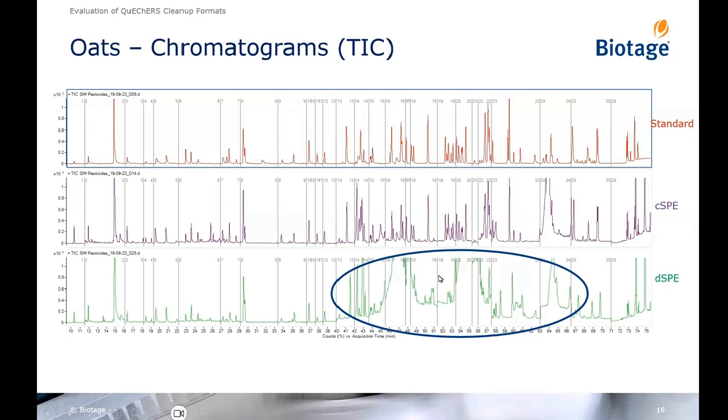And what's interesting is, typically if you remove the unwanted components, you risk removing the analytes of interest and losing those. But we weren't seeing that, and so we are still getting great recoveries and cleaner extract, which is a win-win.